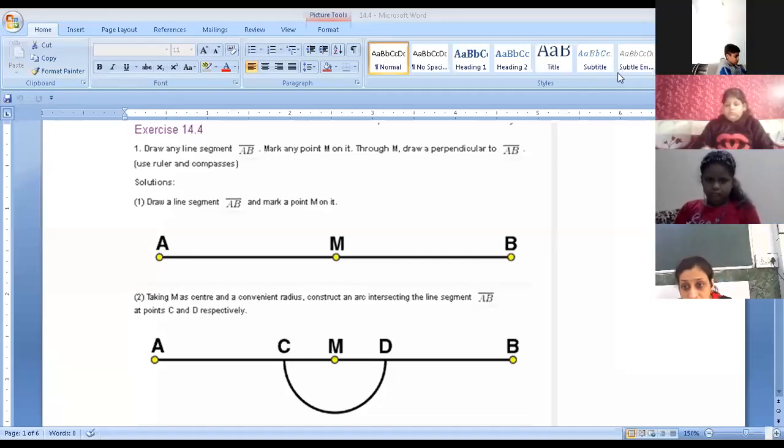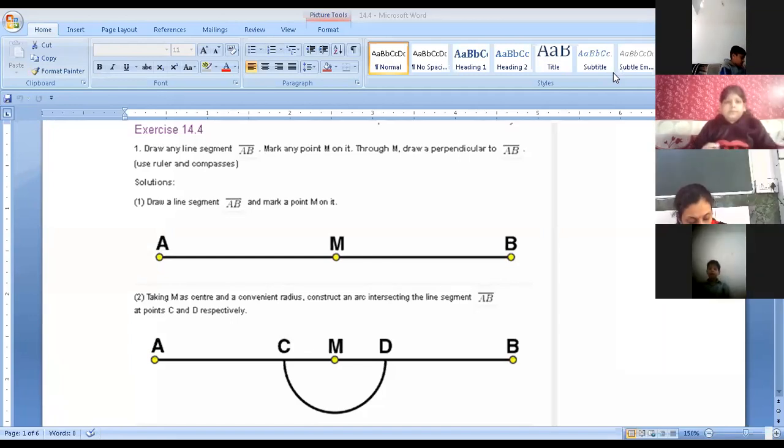Let's start with exercise 14.4. Question number 1. Draw any line segment AB. Mark any point M on it. Through M, draw a perpendicular to AB using ruler and compass. So perpendicular, if we have to draw a 90-degree angle.